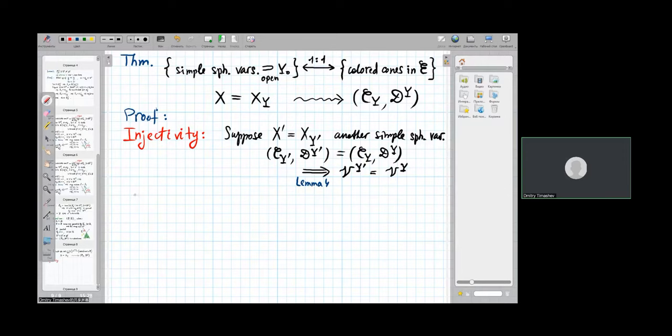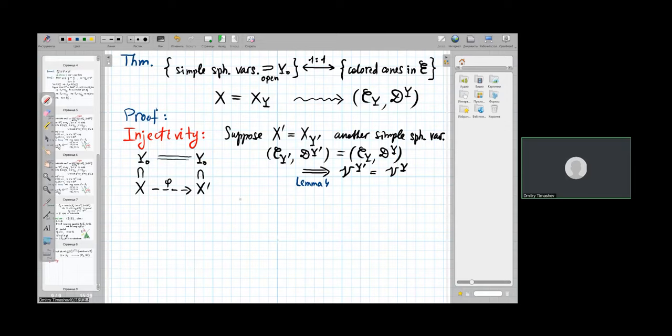So we have the following picture. There is a birational map from X to X prime, which extends the identity map on the open orbit, Y naught, which is contained both in X and in X prime. Okay? Let me denote this birational map by phi.